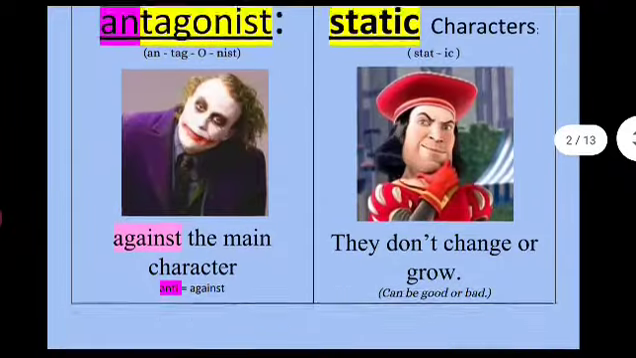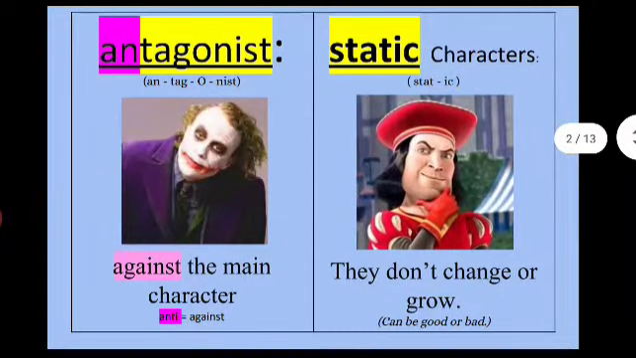So for instance, if we go back to the Joker here, in almost every single Batman movie, cartoon, video game, comic, whatever, the Joker is the antagonist because he's the person against the main character. They have to fight it out to see who wins. Now, there was the Joker movie that was released recently, and in that movie, even though the Joker was not the hero, he was the main character.